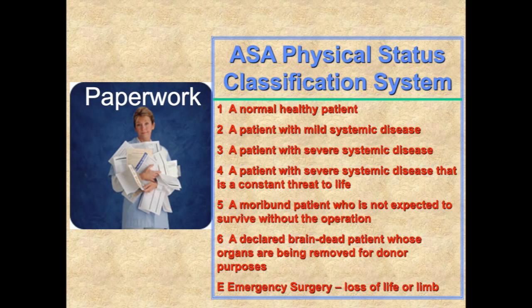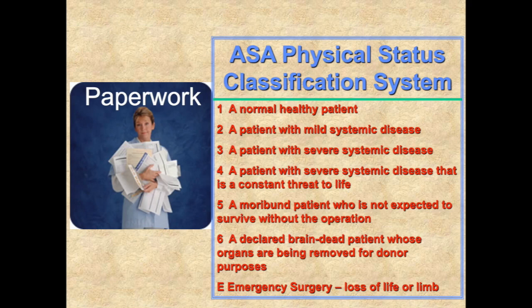Let's talk now about ASA, which is the American Society of Anesthesiologists Physical Status Classification System. Every patient gets a physical status classification. And as we get bigger and larger in the numbers, it's going to be more and more difficult to treat that patient anesthetically. So, one is a normal, healthy patient. They're not taking any kind of medications, they're just normal and healthy.